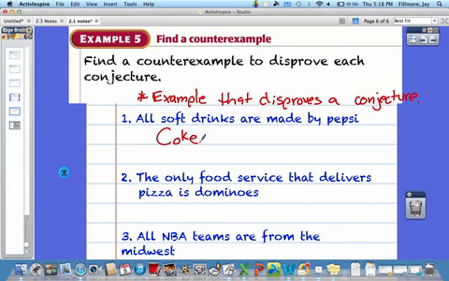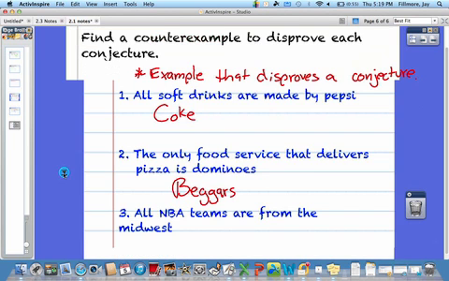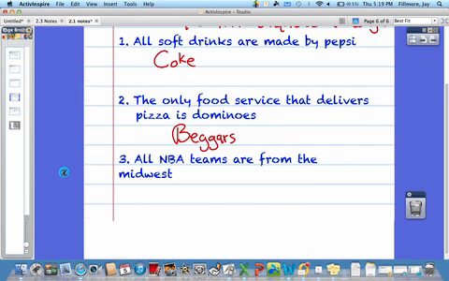If we look at example 2, the only food service that delivers pizza is Domino's. I think everybody in my classes today talked about Beggar's Pizza also being a food service that delivers pizza. So Beggar's would be a counterexample. Even though I said earlier I don't like Beggar's and there was uproar in 2 of my classes. You can hear uproar in the background even now.